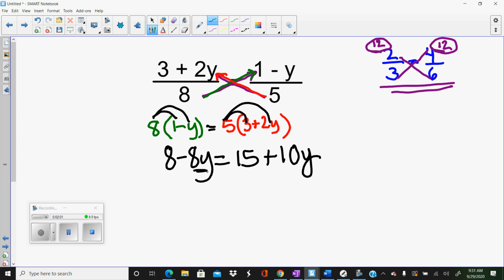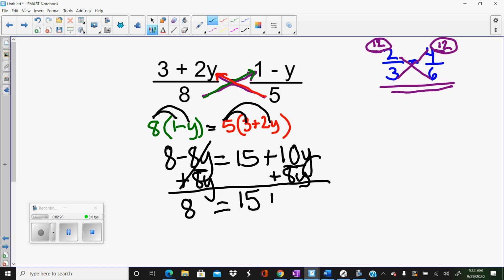I have an 8y over here and a 10y over here, but an equal sign in the middle. So that means that I am not allowed to just add those or combine like terms. I actually have to move it over. So I have to add 8y to this side, add 8y. Now, could you have subtracted 10y? Of course, but I like to get rid of the negatives. I'm sort of strategic that way. So those cancel each other out. 8 equals 15 plus 10y plus 8y is 18y.